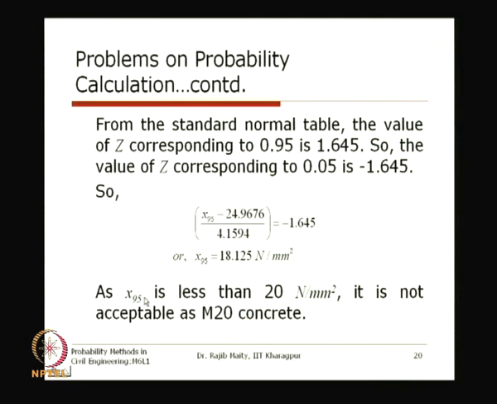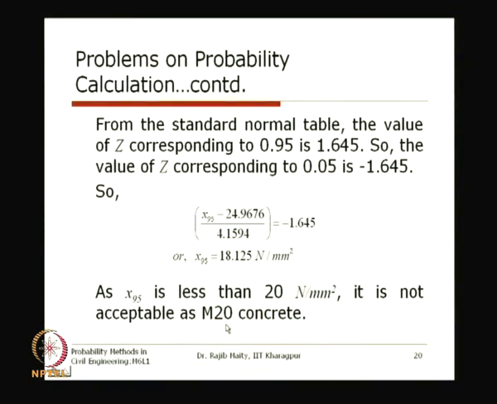So, the x95, that is the 95% dependable strength, is less than 20 Newton per millimeter square, which is the requirement for M20 grade concrete. So, we can conclude that it is not acceptable as M20 concrete. Okay.